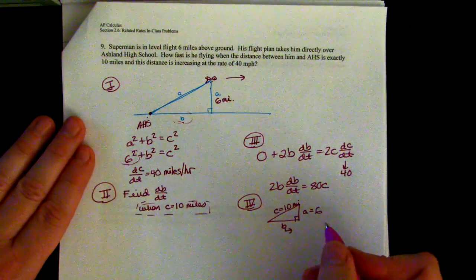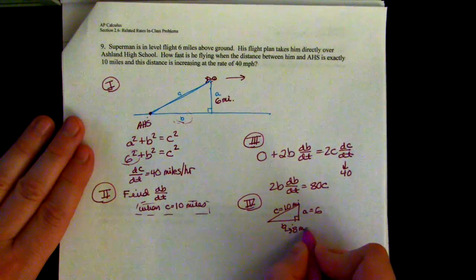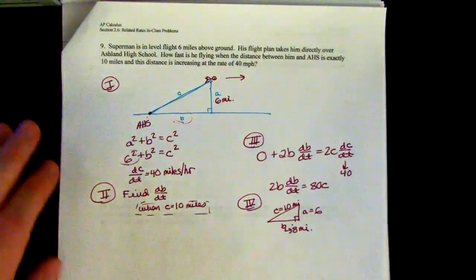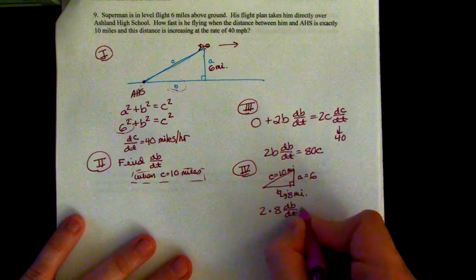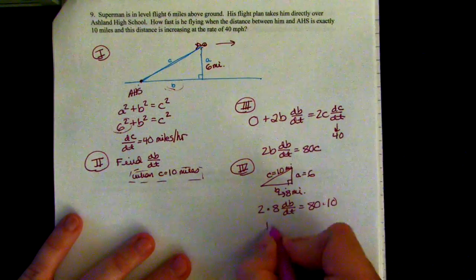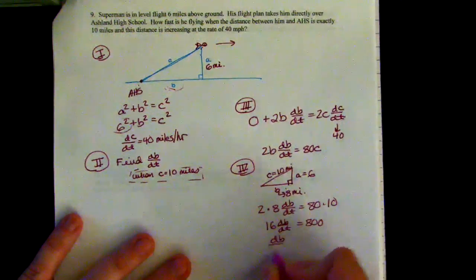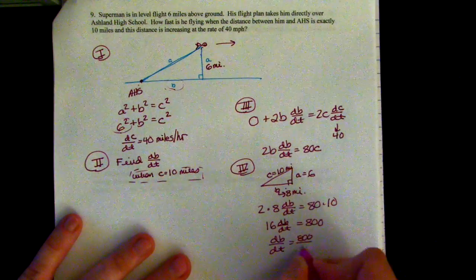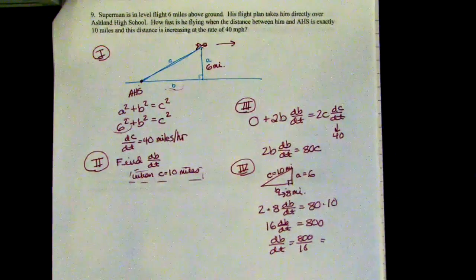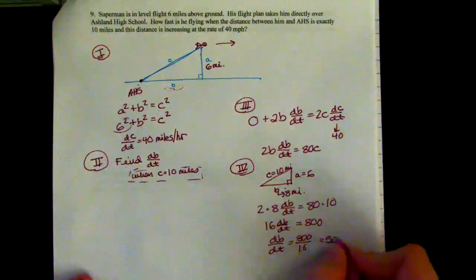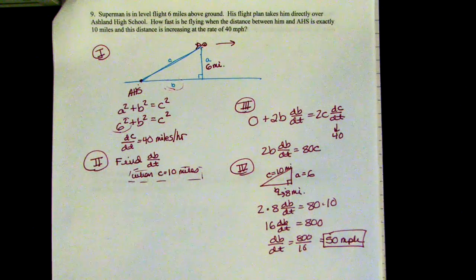We can use Pythagorean theorem, or actually, this is just a multiple of a 3, 4, 5 right triangle, so I'm going to cheat and just say that's 8. But if you don't see that, go use Pythagorean theorem. You'll still get 8 over there. 2 times 8 dB/dt equals 80 times 10. 16 dB/dt equals 800. dB/dt is going to equal 800 over 16, which should, let's see, 800 divided by 16, that should give us 50 miles per hour. What's Superman's speed? 50 miles per hour.